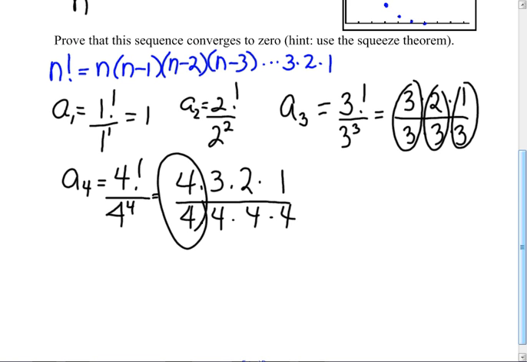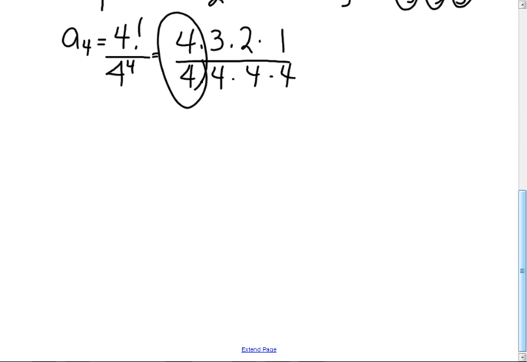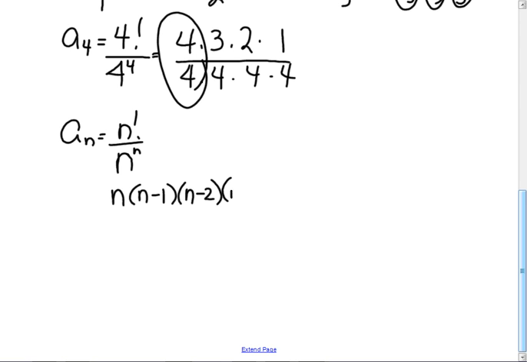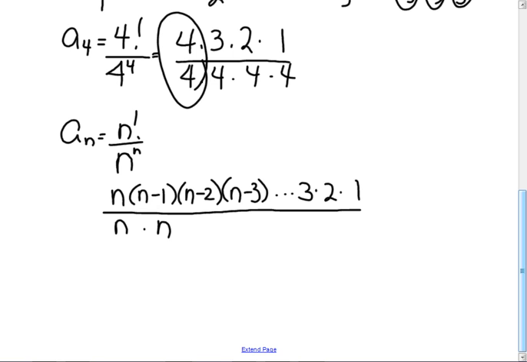Can we jump to the nth one? I might do a little bit of moving around with this. Well, we got to prove it. Oh, no, let's not prove. So what's a sub n? It's n factorial over n to the n. Okay, so what does that look like? It's n times n minus 1 times n minus 2 times n minus 3, and so on down to 3 times 2 times 1, all over n times n times n times n, and so on, n times n times n.